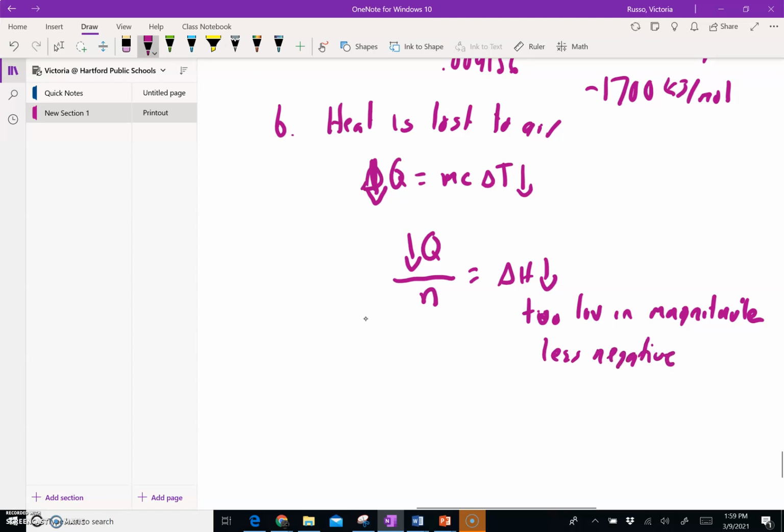Now again, the reason why the change in temperature is off is because some of the heat, instead of going to heat the water, goes to heat the air. So the change in temperature is not as large as it should be. Therefore, the heat is too low, and if the heat is too low, the magnitude of delta H will be too low, or it will be less negative. So there was a similar question like question 15, so this will help with question 15.